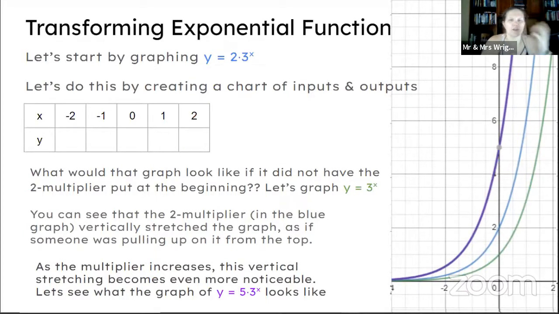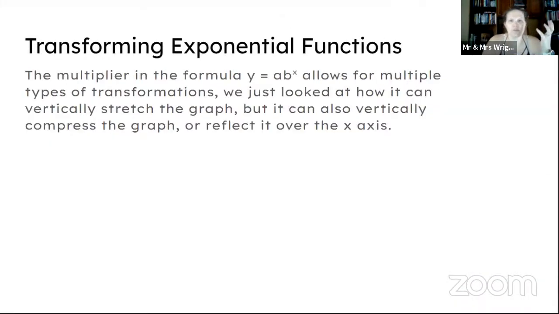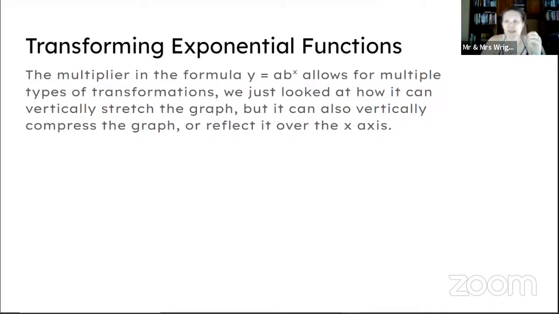Well, is the only way to transform it through a vertical stretching? No, there's going to be multiple ways you can make these transformations on your exponential functions. So one of the things we looked at with the multiplier was the vertical stretching. There's also vertical compression or squishing down. And then there's reflection where it flips over the x-axis.